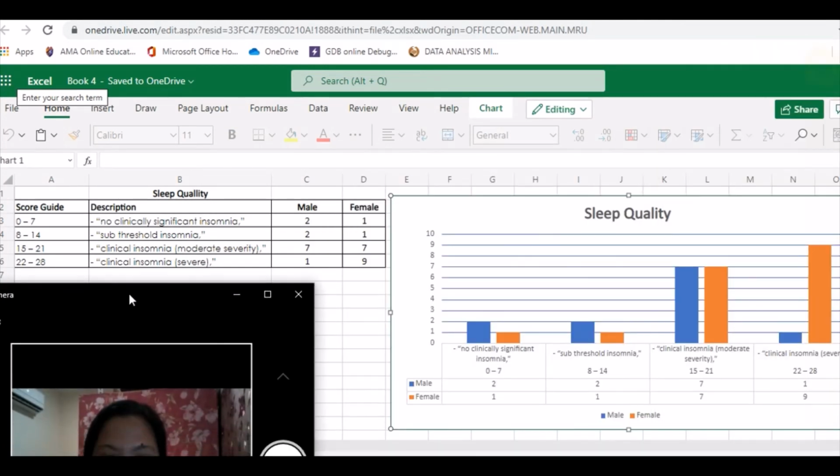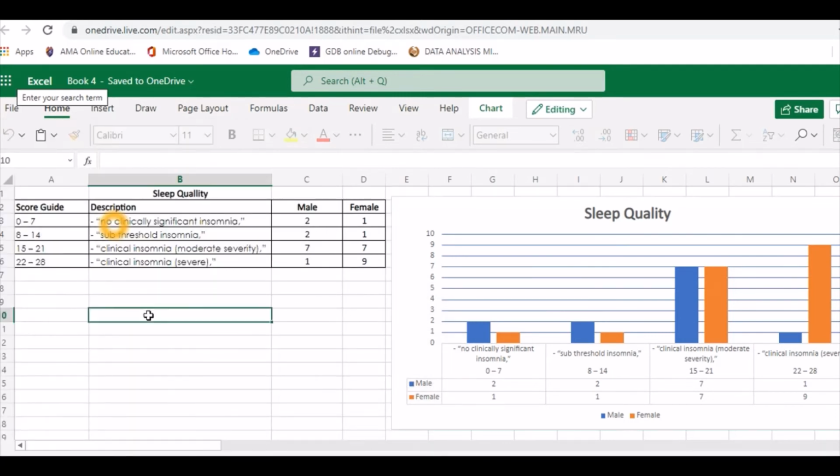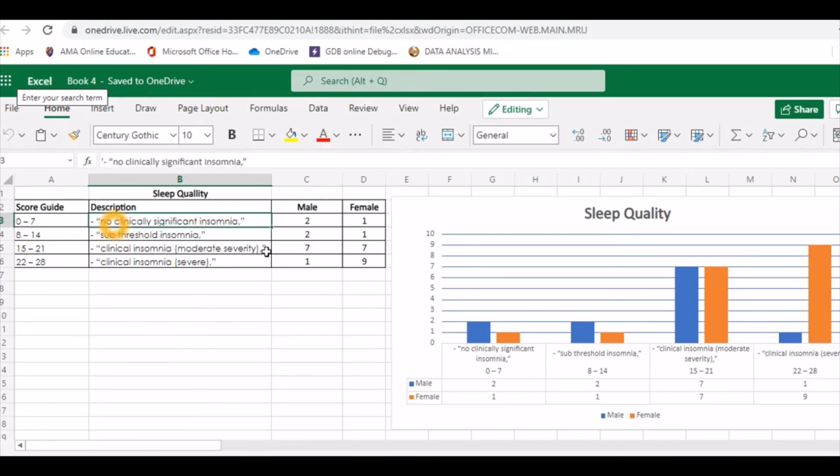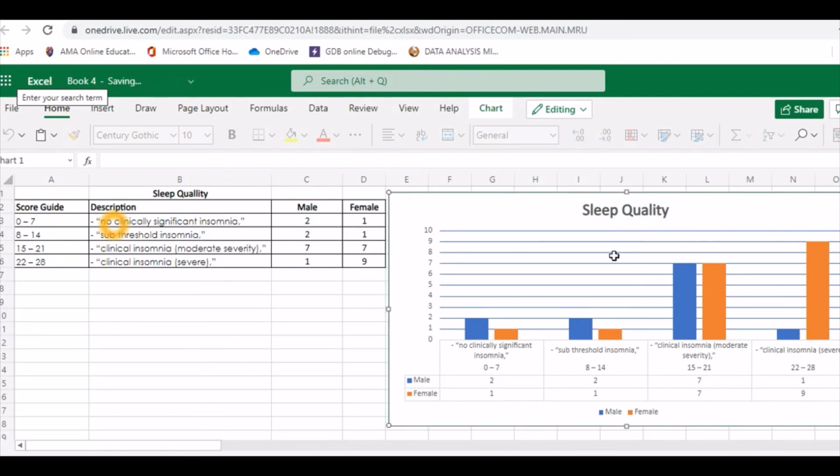I cannot minimize my camera, so I just need to minimize this. So in here, the same as the job performance, I have also counted the records of males and females for each score guide and then created a histogram for it. So in here, yes, sleep quality has a significant relationship with gender based on our data.